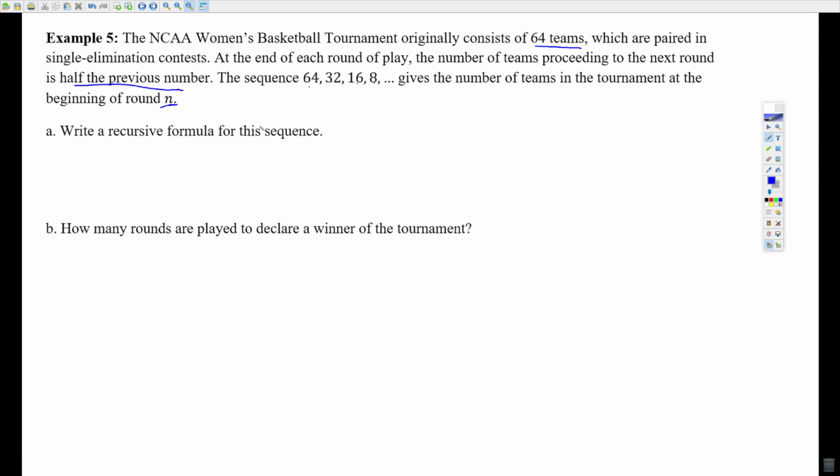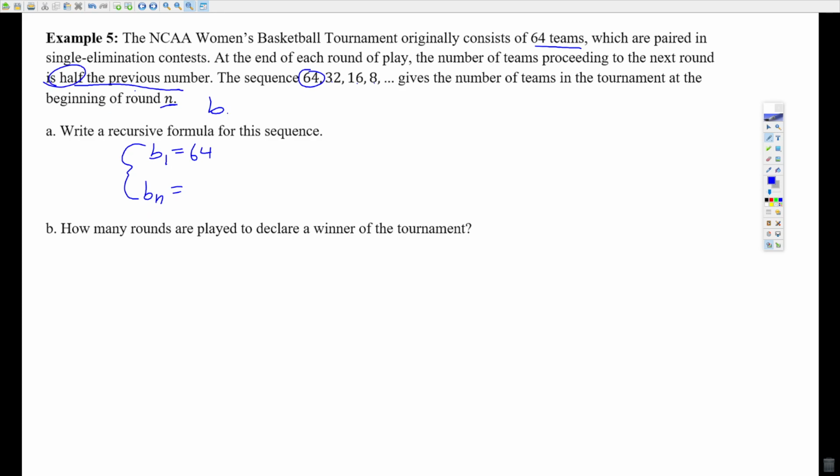Okay, so first what we need is our first term, which we know is going to be 64. And let's just pick a letter for this one. Let's pick B for basketball. So curly bracket, B sub 1, our first term, would be 64. Then every other term after that, we would take our previous term, and it says it's half.